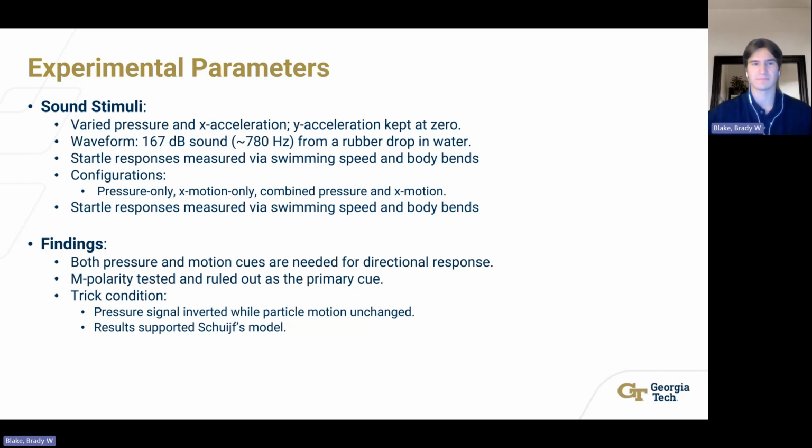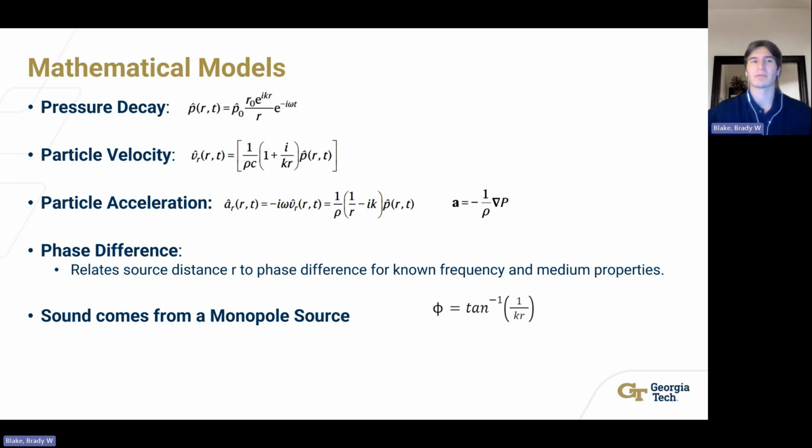And the final one that we came upon was Shujev's model, because of the organs the fish itself contained. Here's the mathematical models that we use. We're going to use particle velocity later in designing our own system to determine a distance by looking at phase. And we're assuming the sound comes from a monopole source. We're in the far field, not near the walls. The fish itself was not. And we measured particle acceleration using accelerometers.